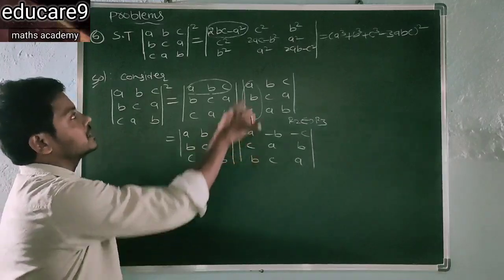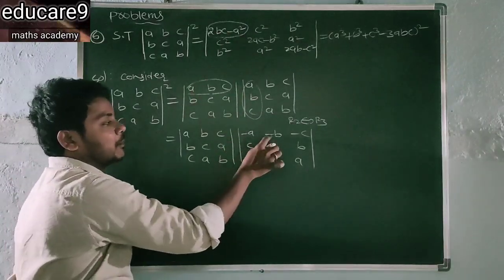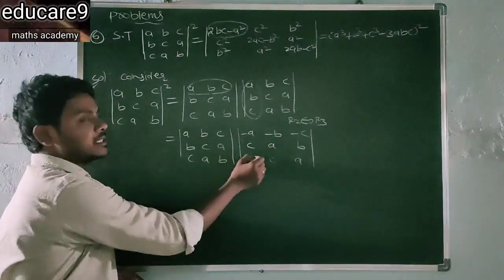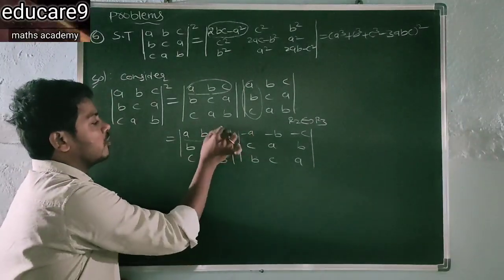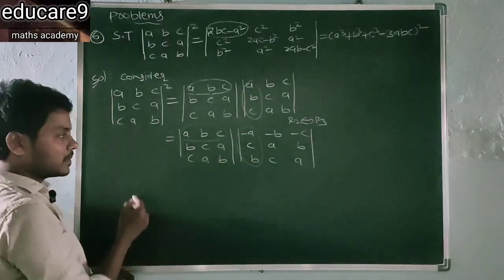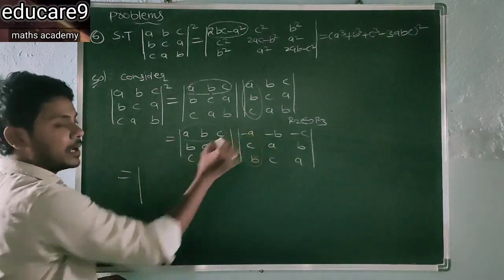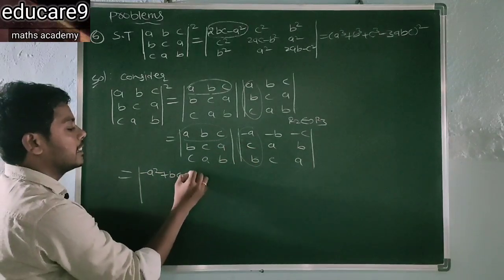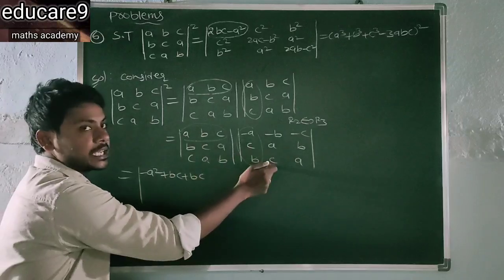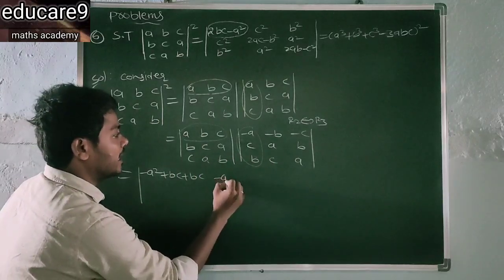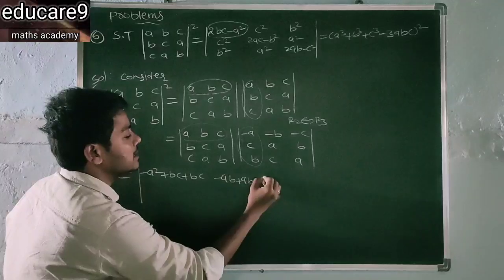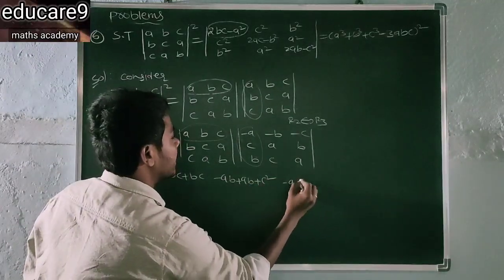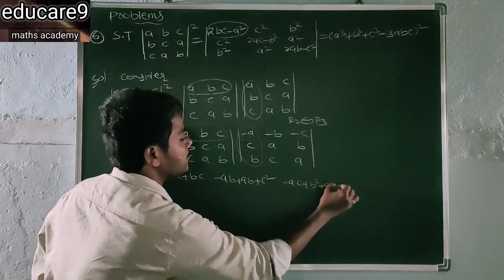Now we will get minus A square. That's why here multiplying minus with the first row. Now multiplying these two matrices, what will you get? First row, first column: A into minus A square, B into C plus BC, again plus BC. Now first row, second column: minus AB plus AB plus C square. Next, first row, third column: minus AC plus B square plus C.